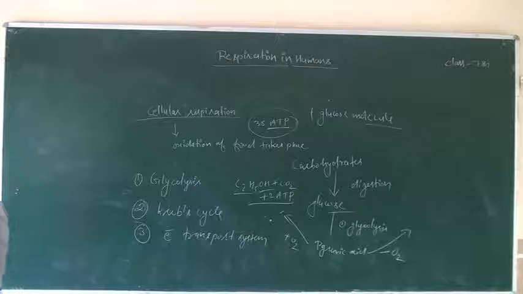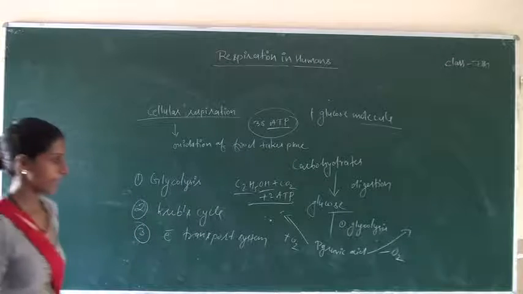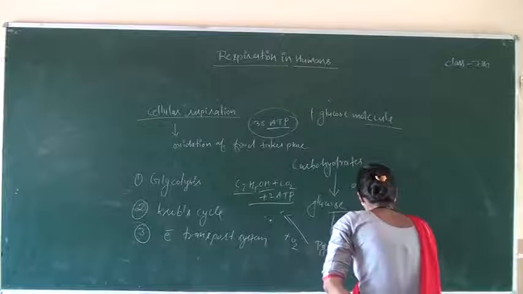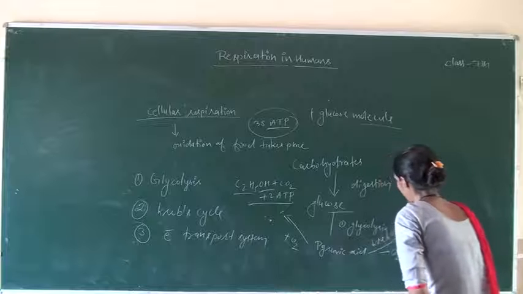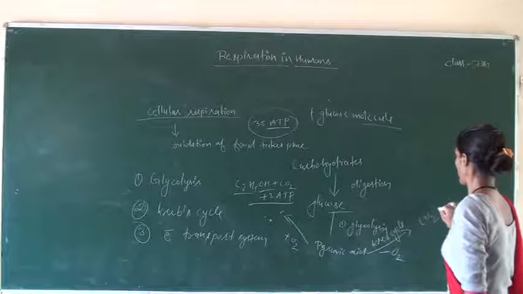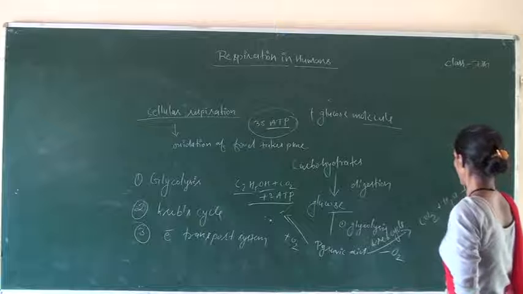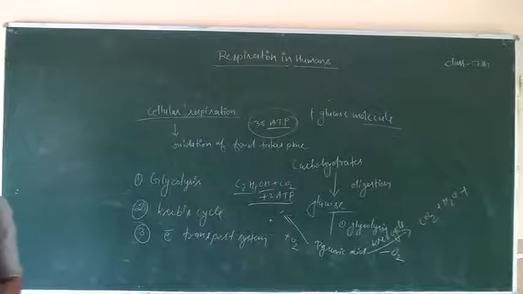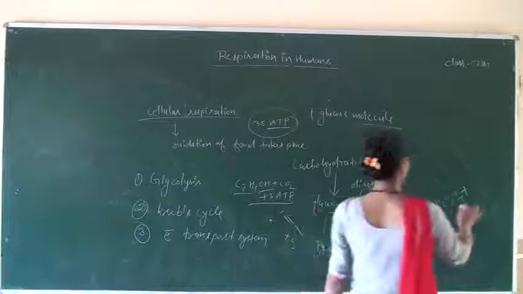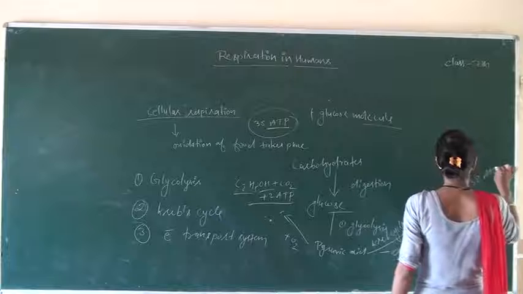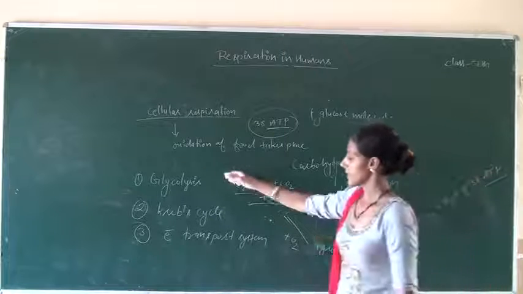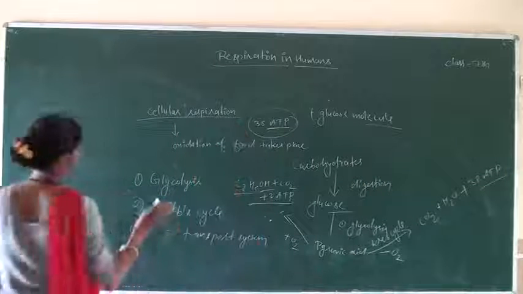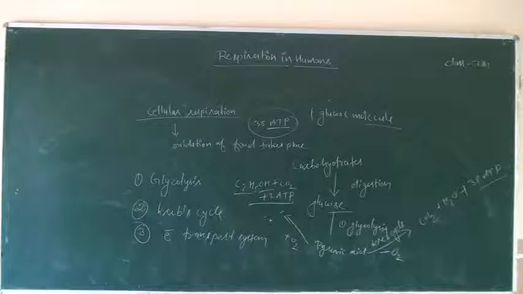And in aerobic respiration, the Krebs cycle takes place. CO2, water and some amount of energy, that is 38 ATP molecules, are formed. So these three steps are involved in the process of respiration.